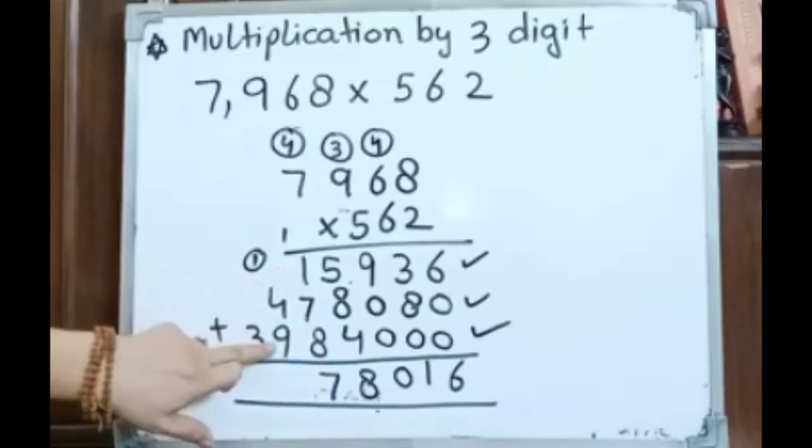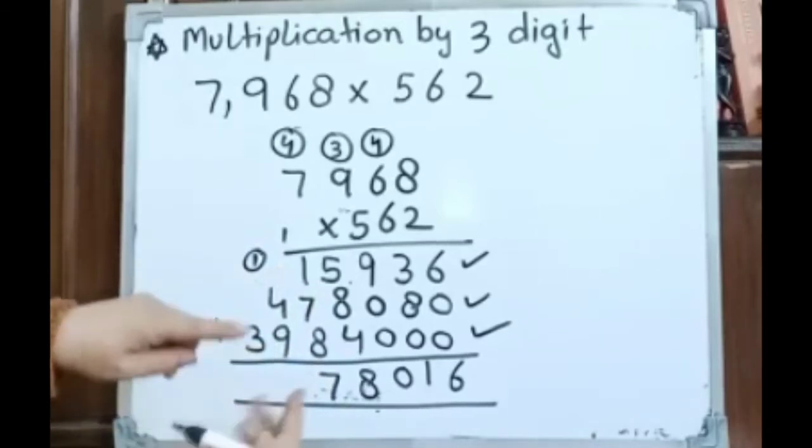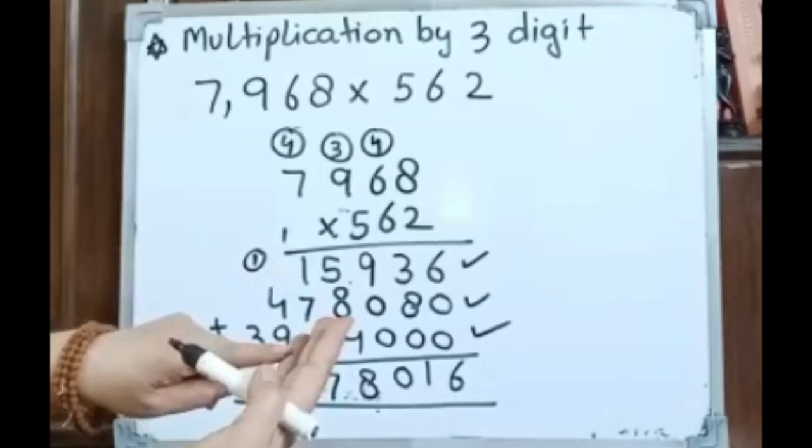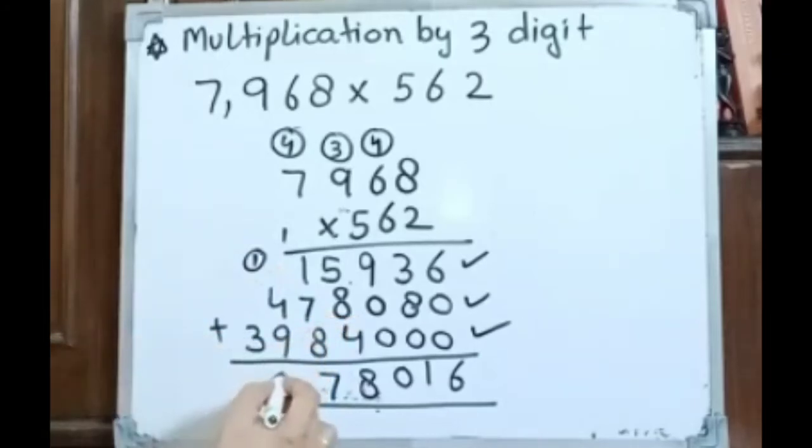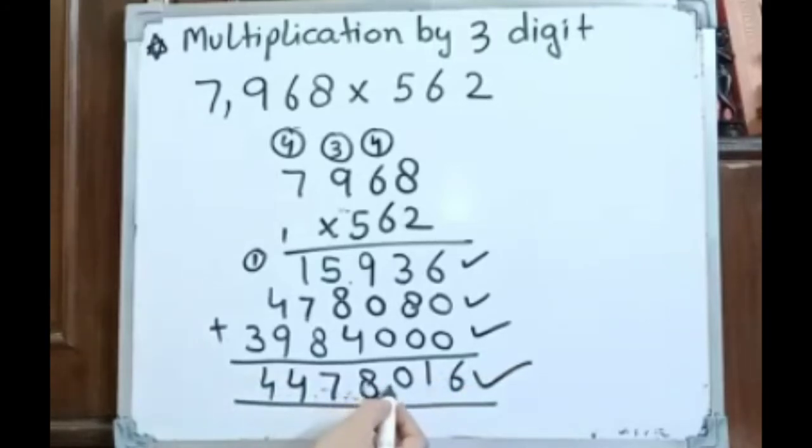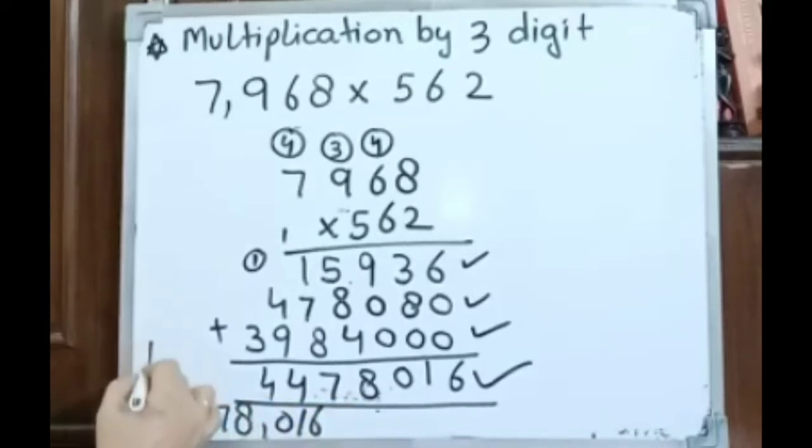5. Now count after 5 till 9: 6, 7, 8, 9, 10, 11, 12, 13, 14. Carry over 1. So the answer is this one. Answer is ones, tens, hundreds, thousands, ten thousands, lakh, ten lakh. Answer is 44 lakh, 78,000, 16. This is the answer.